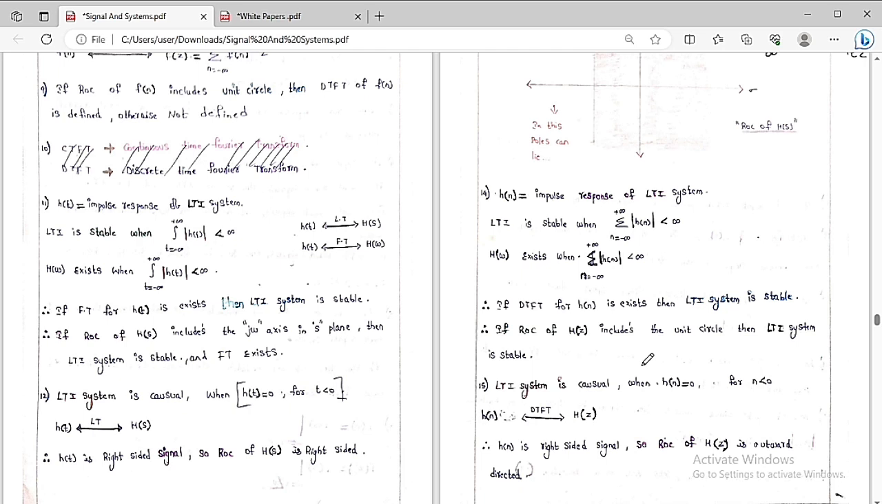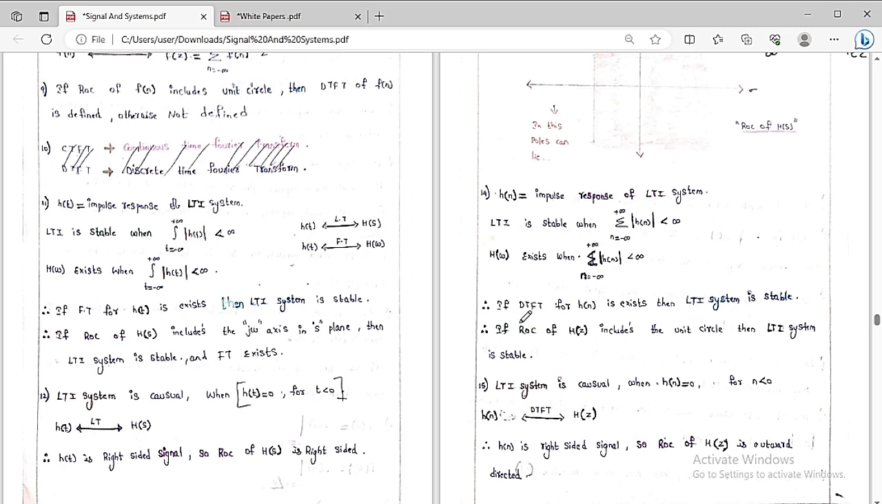So finally, I can say that for a given discrete time LTI system, for an impulse input we get the impulse response h of n. If it is absolutely summable, by default we can say the LTI system is stable, as well as the Fourier transform exists. So if you find H of z and its ROC, the ROC should include the unit circle. If it includes the unit circle, then the discrete time Fourier transform exists, and if the discrete time Fourier transform exists, the system is also stable.